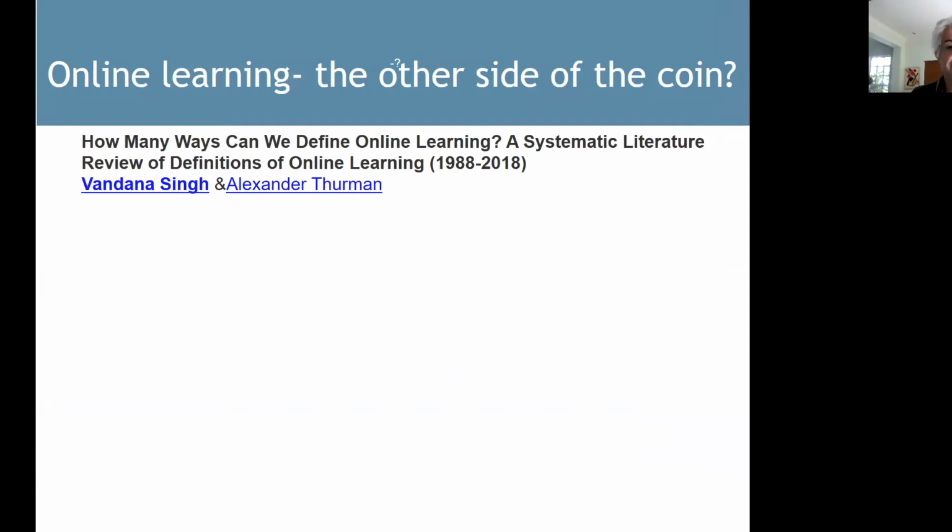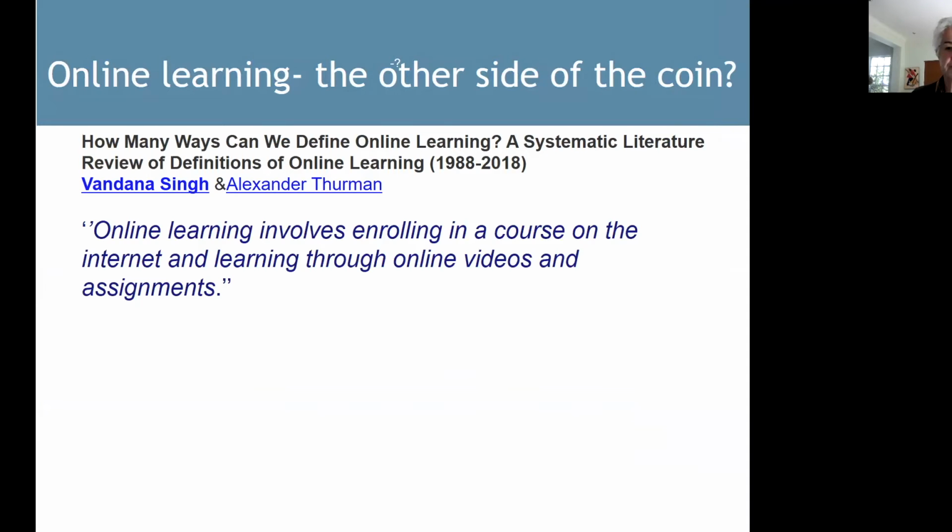Instead, I found many definitions of online learning. Many of them were similar to this kind of definition. Online learning involves enrolling in a course on the internet and learning through online videos and assignments. This gives the impression that all learning has to be online.